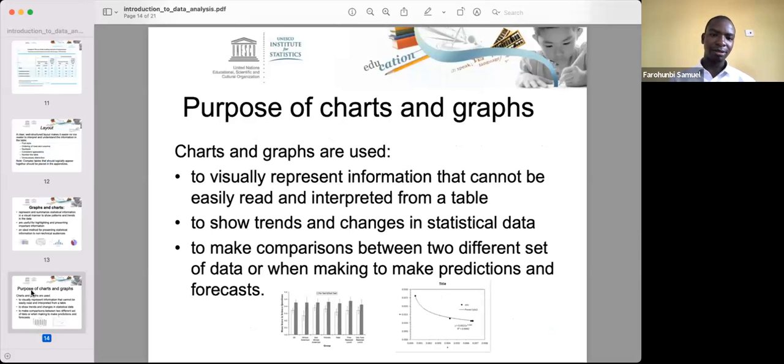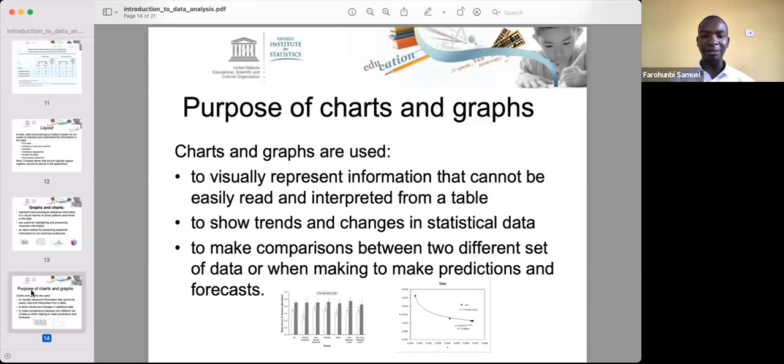Number one, charts and graphs are used to visually represent information that cannot be easily read or interpreted from a table. Like some of the things we saw in the table we have presented in the assignment. That table had 20 states in the US and the percentages of their voting in the election of that year. So it shows the statistical trend of what happened.